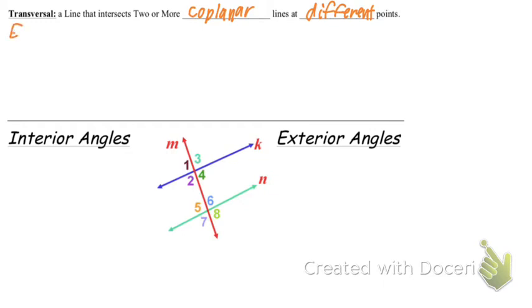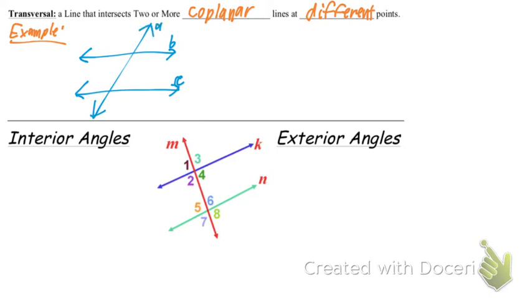So, here's the example. You have lines B and C, and they're intersected by line A. So you have line A going and intersecting 2 different lines, 2 coplanar lines. Lines B and C are the coplanar lines. And here, I would suggest writing this down: line A is our transversal.